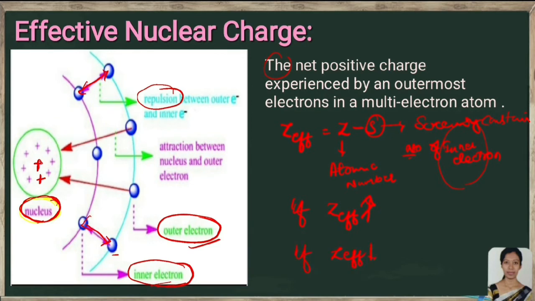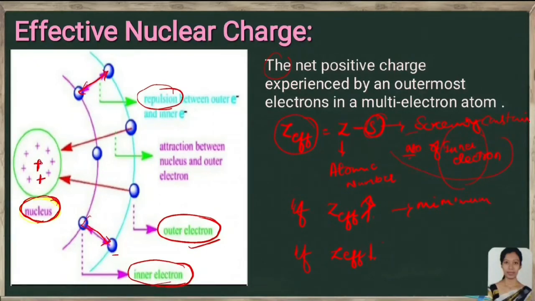Here we have two cases: a higher Z effective value and a lower Z effective value. If Z effective is more, it means the inner electrons are fewer in number, then there will be a more attractive force between the nucleus and the outer electrons, because there will be less repulsive force between the electrons. That is why, when the outer electrons are attracted towards the nucleus, the size will be minimum.